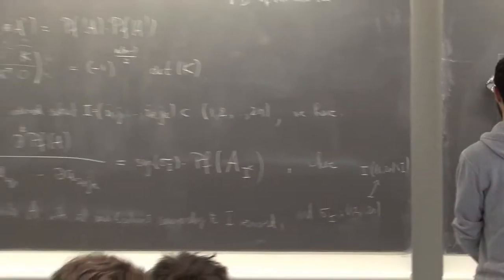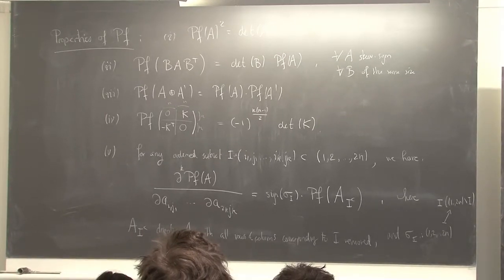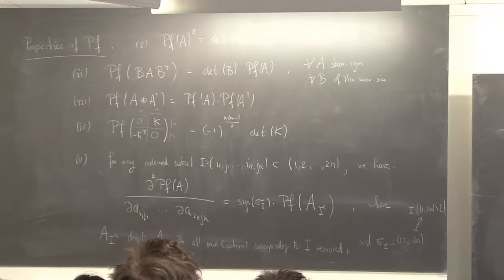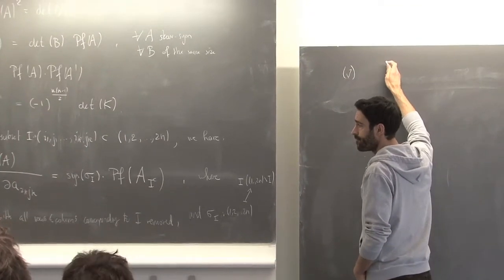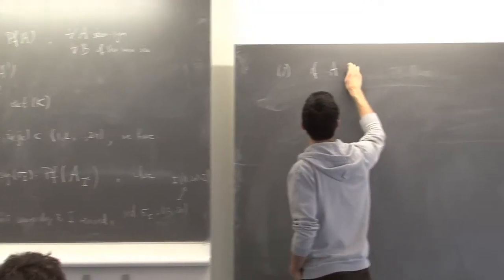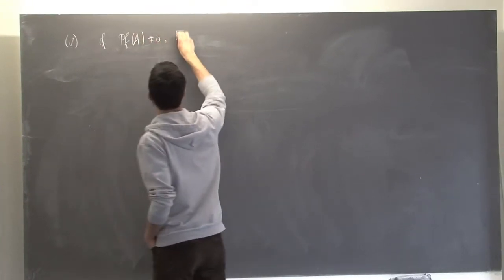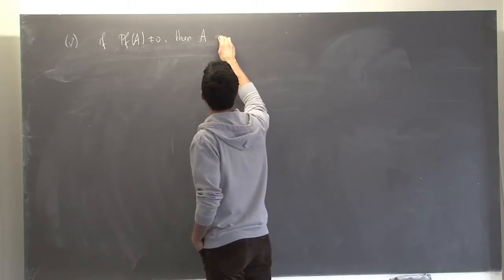And I'm just going to give you one last property. You wonder why they come up, but obviously we're going to use them soon. So one last property is that if the Pfaffian of A is non-zero, then A is invertible. This is obvious because we know it's related to the determinant.